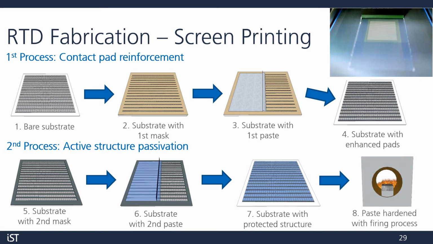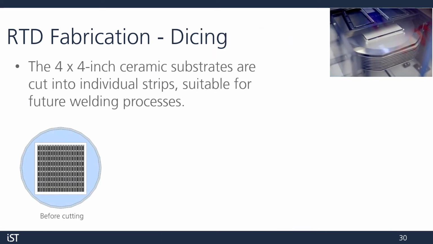After these processes, we pass our substrates through an oven at a very high temperature. This hardens the pastes. In order to weld our wires onto the sensor, we'll first need to separate the substrate into manageable strips suitable for welding. We do this using a dicing machine. The machine uses a very thin rotating diamond blade.